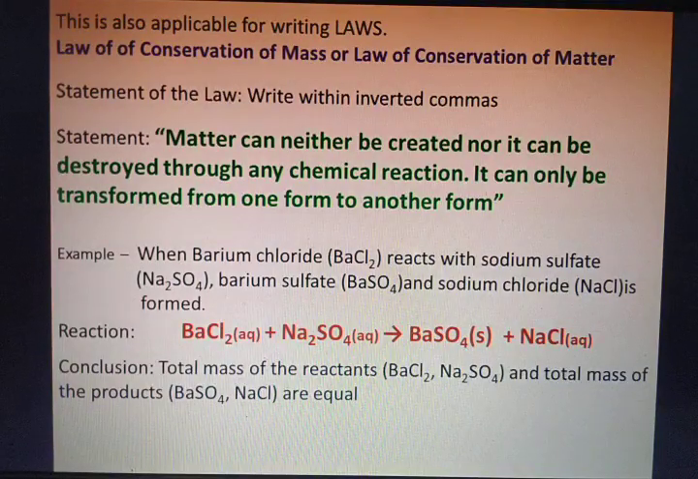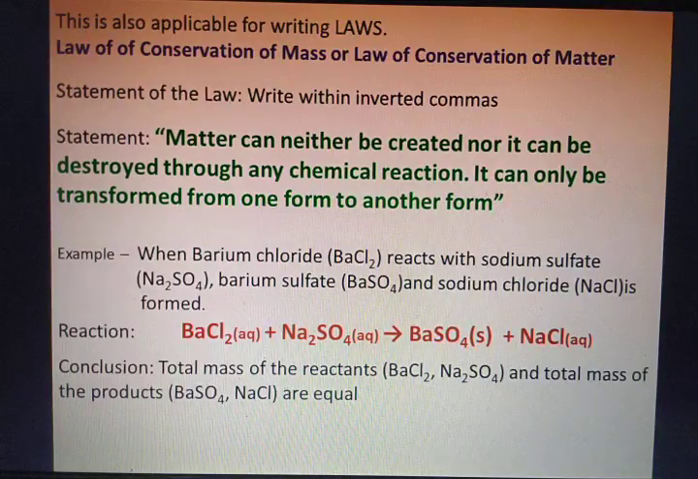For example, when barium chloride (BaCl2) reacts with sodium sulfate (Na2SO4), barium sulfate (BaSO4) and sodium chloride (NaCl) are formed. Now you can do two things. Either the way I've written barium chloride within brackets, BaCl2, the symbols are also mentioned over there.